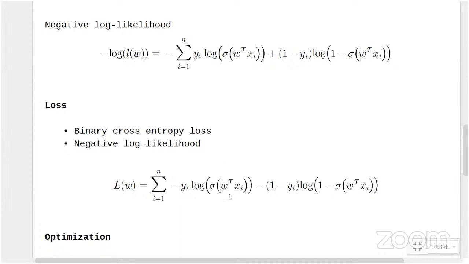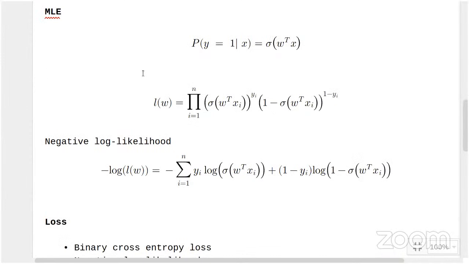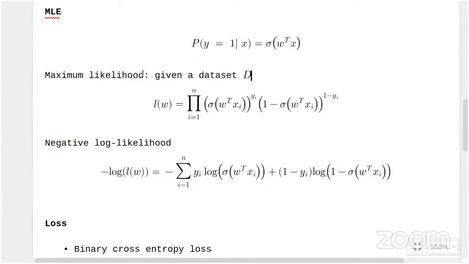Okay, so what is that small L of W function being called? From where did you get that L? Yeah, this one. So this is called the maximum likelihood. See, maximum likelihood is what? If I am given a data set D, how likely is it that this data set is generated from this distribution?